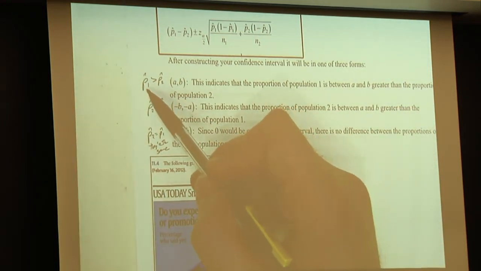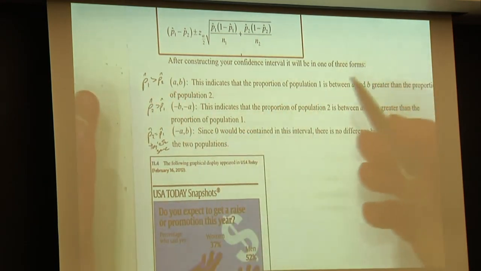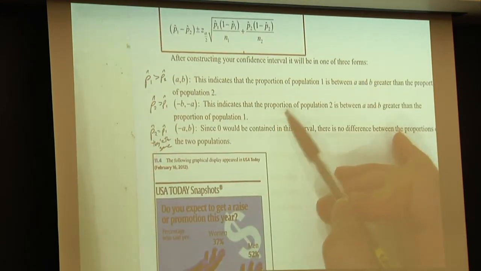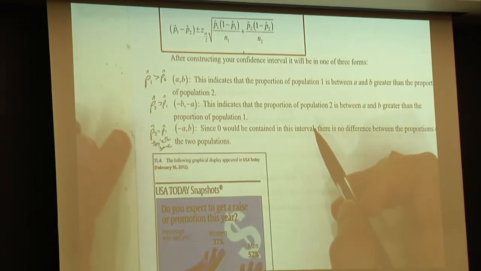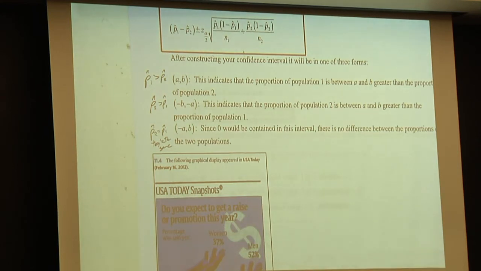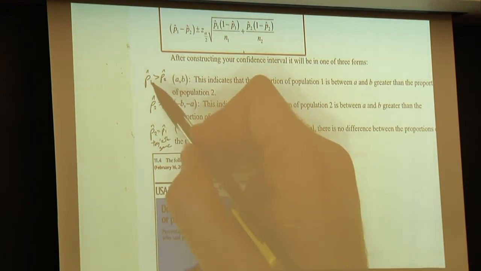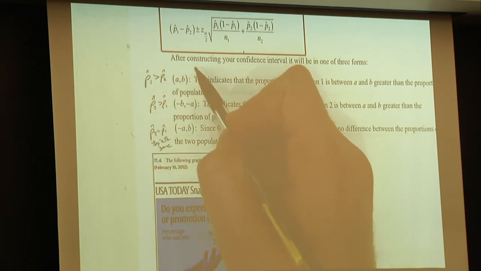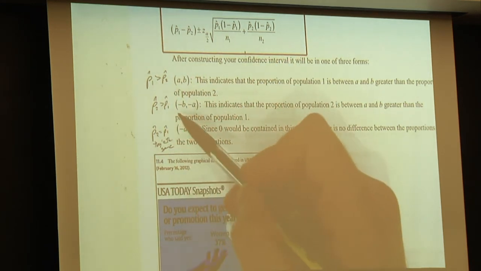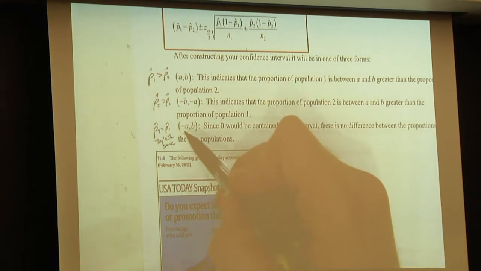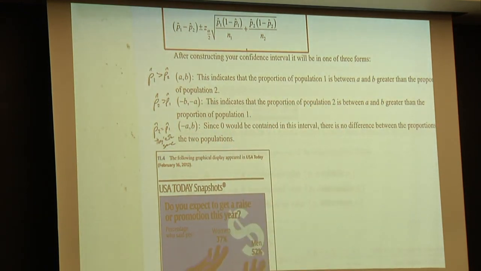So if you want to know this, or you have one that's greater than the other, this just gives you a breakdown of what everything means. I'm not going to get into depth. But it's just an explanation of if your interval has two positive numbers at the end of it, then that's telling you that the P1 that you assigned is bigger than the P2. If they're both negative, then P2 is bigger than P1. And if you have a negative number and a positive number for your interval, that interval contains 0. And we say that there's really no difference in the proportions. Okay? So this is all about trying to find a difference in proportions for two different samples.